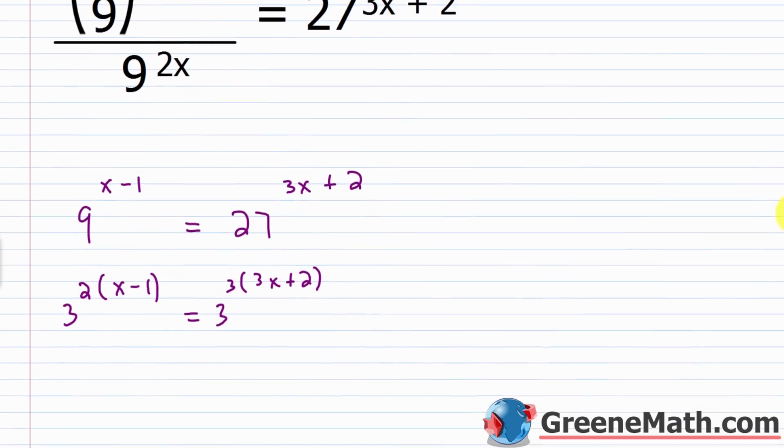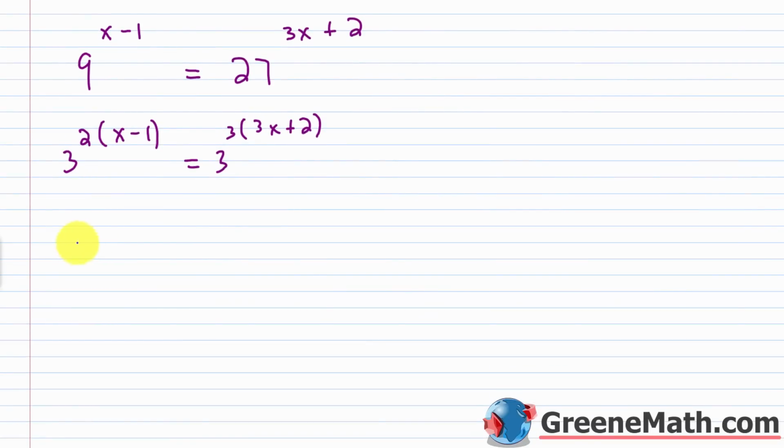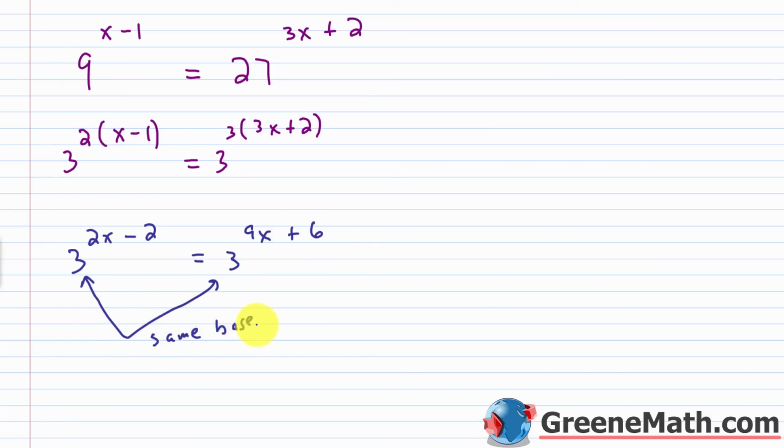All right, let's get some room going. So we would have 3 raised to the power of 2 times x, which is 2x, minus 2 times 1, which is 2. This equals 3 raised to the power of 3 times 3x, which is 9x, and then plus 3 times 2, which is 6. So I've got the same base now. So what I can do is just set the exponents equal to each other, and I can solve. So I would have 2x minus 2 is equal to 9x plus 6.